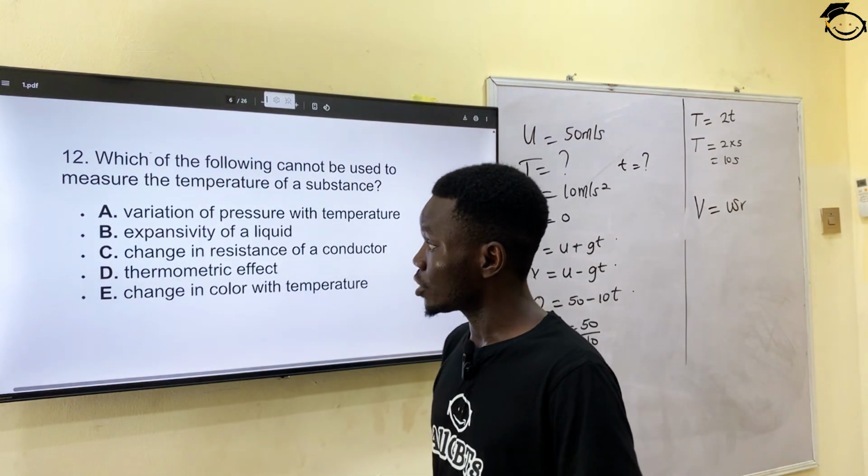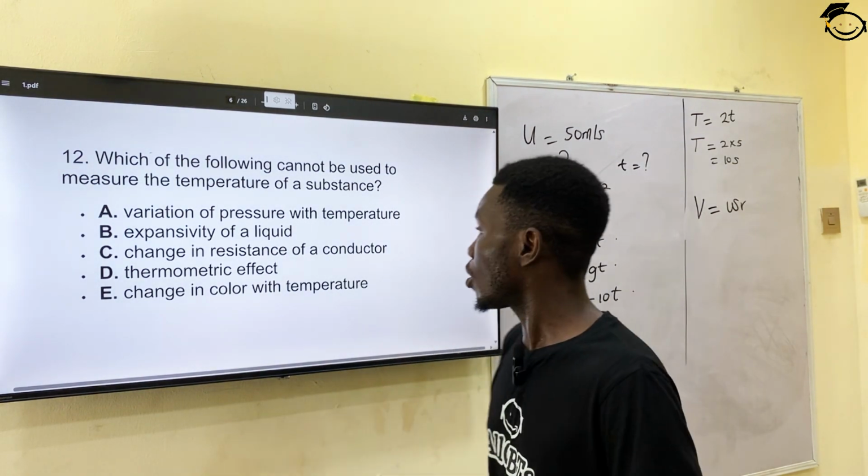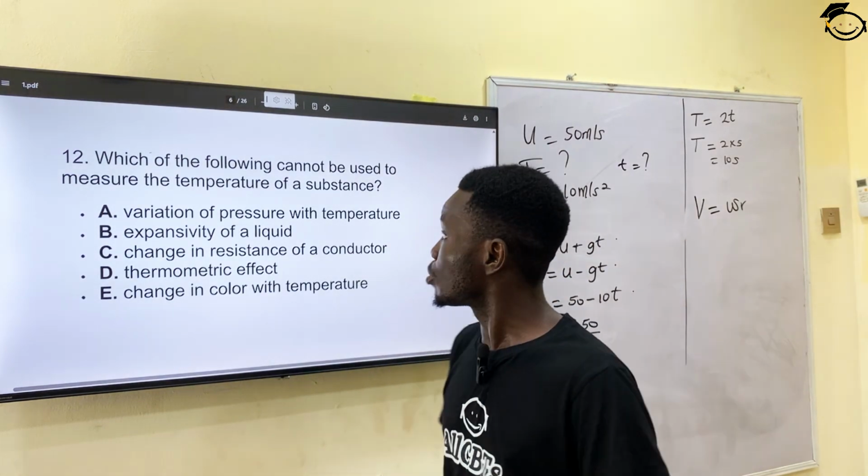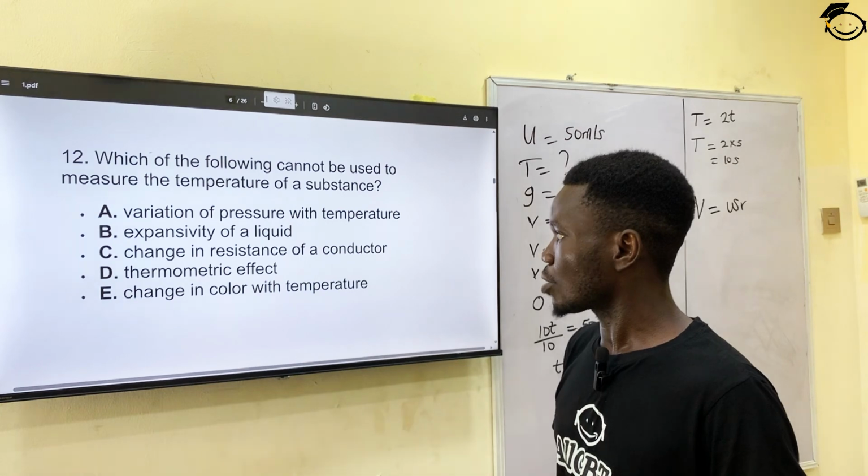The correct answer to this question is E, which is change in color with temperature. Change in color with temperature cannot be used to measure the temperature of a substance.